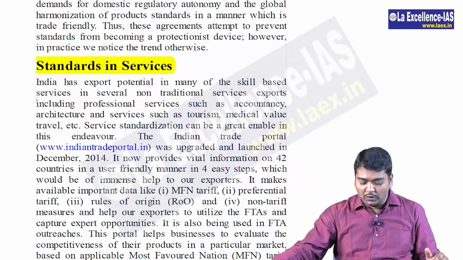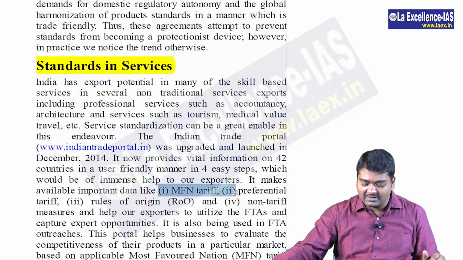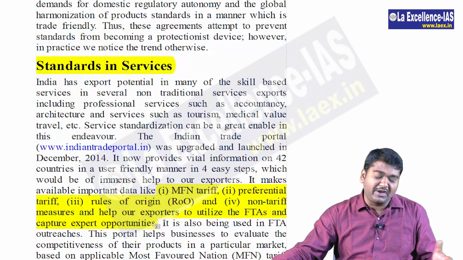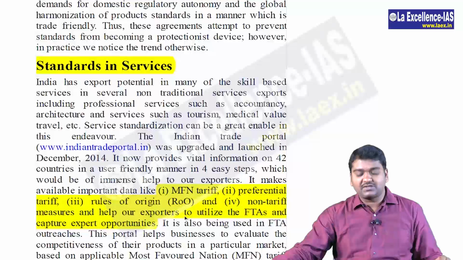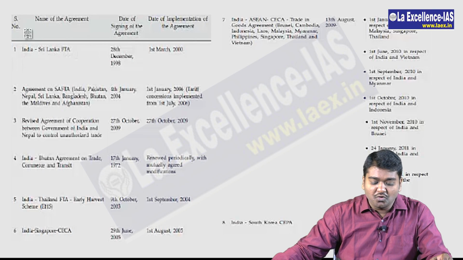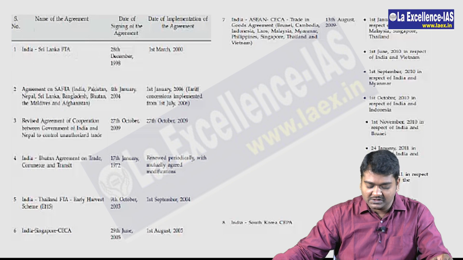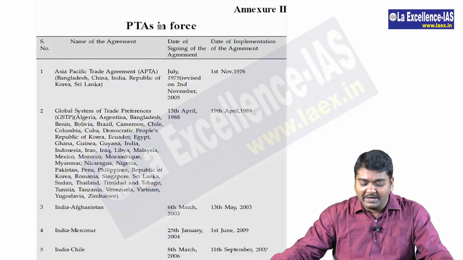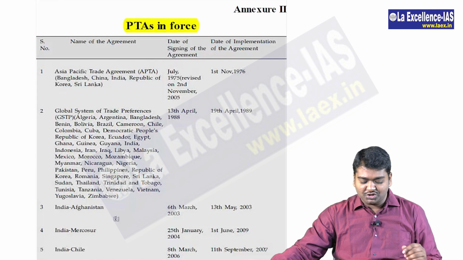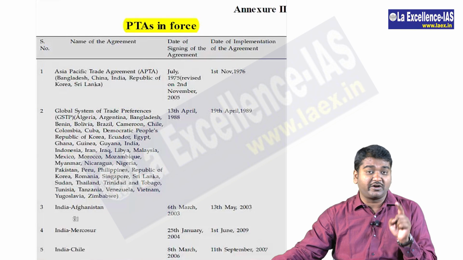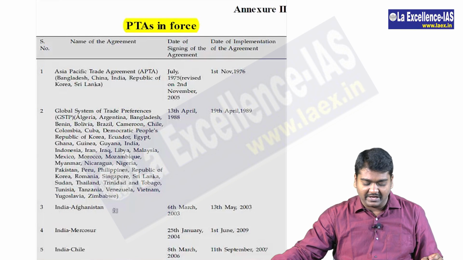Please, in your WTO notes, try to read what is this MFN tariff, preferential tariff, rules of origin and non-tariff, all this. If you have doubt, you can just let me know. I'll explain to you in further classes, but these concepts please try to see once. Then on page 167, you have FTAs in force. So please go through that carefully once. Then you also have PTAs in force. They may ask you questions about this. India, Mercosur, India, Chile. With India and Afghanistan, it is not an FTA, it is a PTA. So please be careful, right?